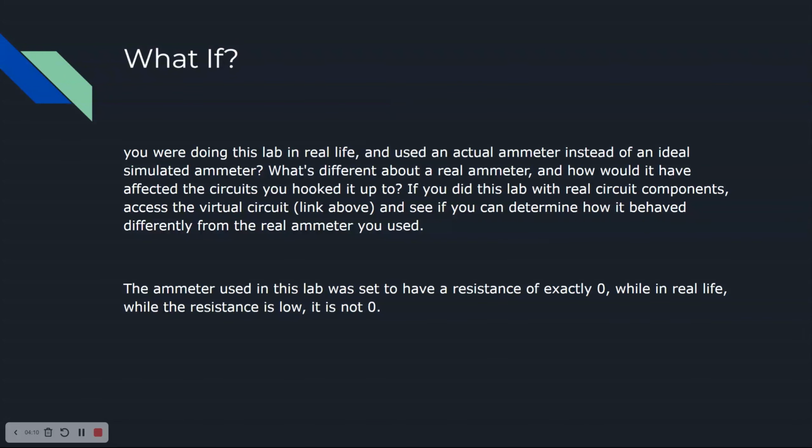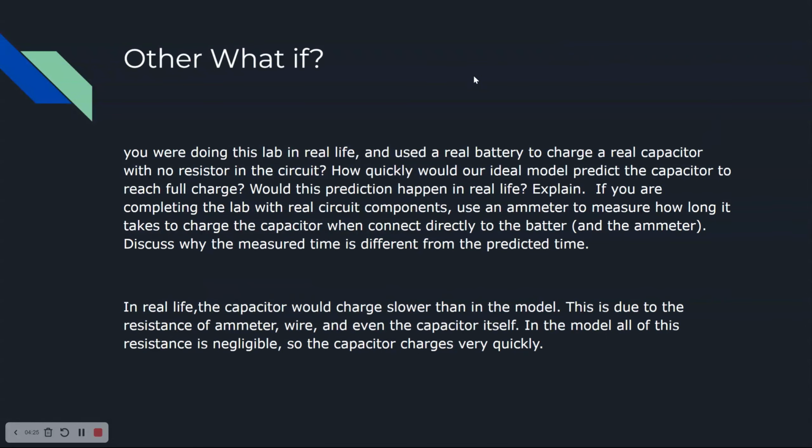What if we were doing this lab in real life and used an actual ammeter instead of an ideal simulated one? What would be different about this? So the ammeter used in this lab was said to have a resistance of exactly 0, while in real life it would not be 0, so there's going to be added resistance from that, which we would have to account for. Another what if question.